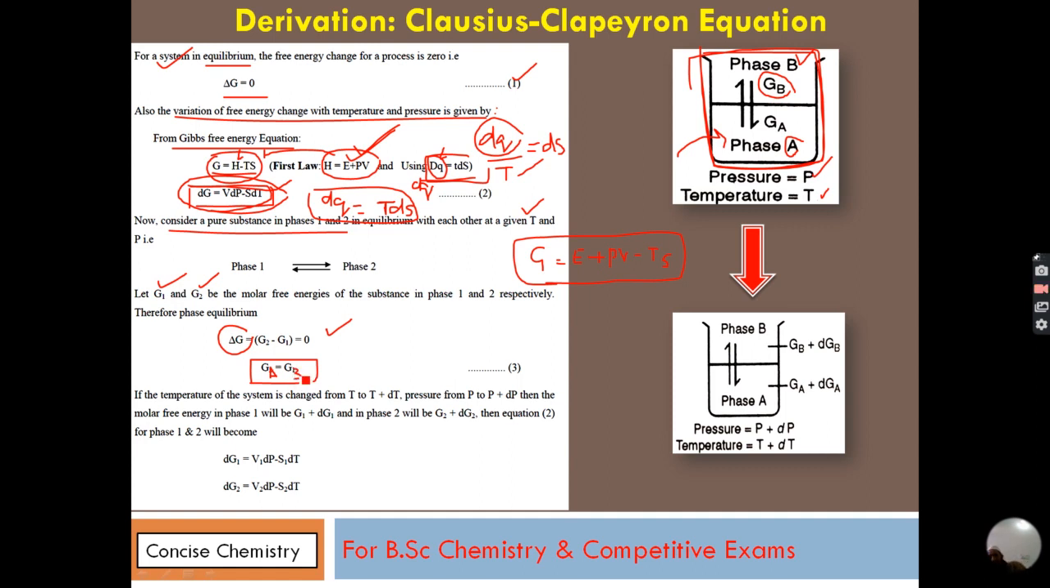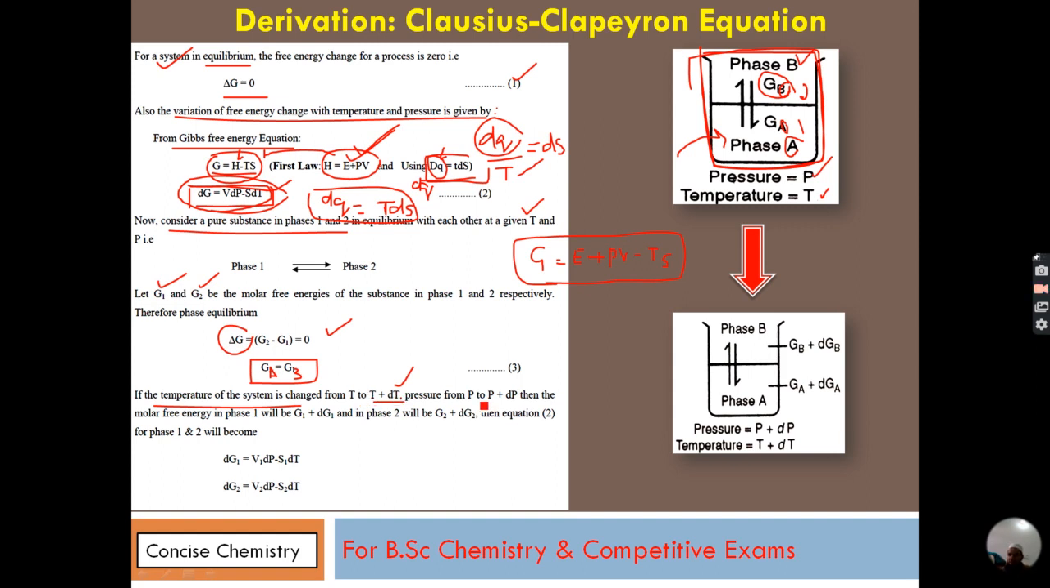ठीक है? So need not get confused. Or you can keep it as G1, G2. So then take this A as 1 and keep this B as 2. ठीक है? Now GA is equal to GB or G1 is equal to G2. Now let's say we increase the energy of the system. We'll supply the heat. So that means the temperature is increased from T to T plus dT, that is, with a small change in temperature.